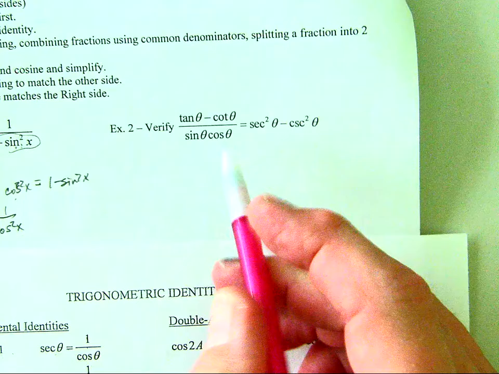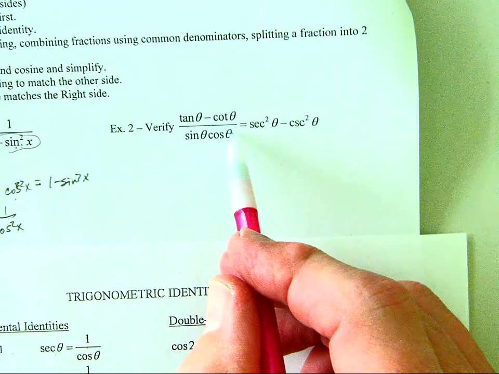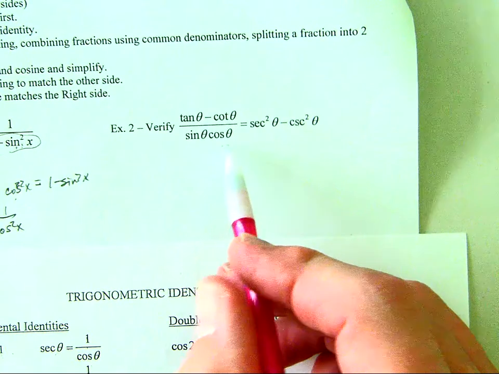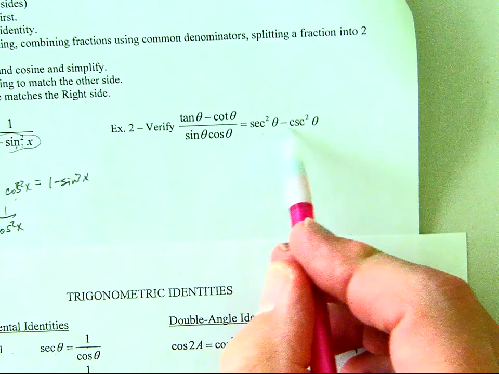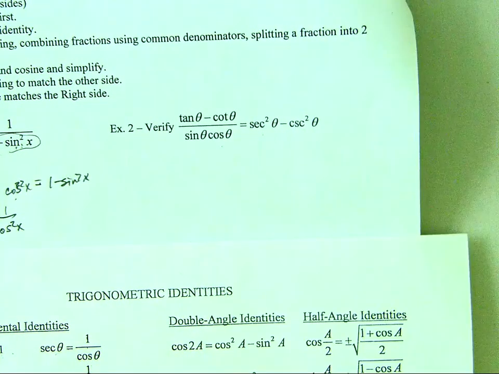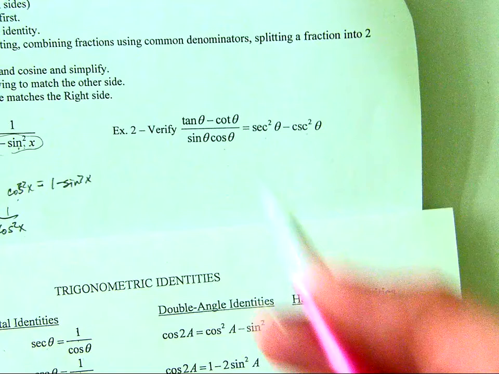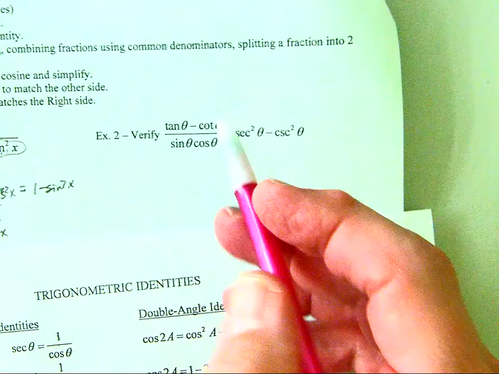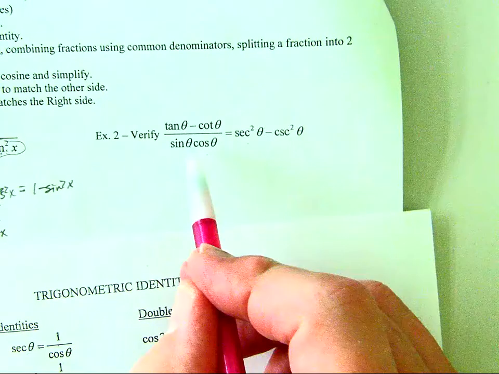Here we want to verify: we have tangent theta minus cotangent theta over sine theta cosine theta. On the other side, we have secant squared theta minus cosecant squared theta. And here, I would probably start on this left side. Now, we did a practice problem like this the other day. Notice the bottom is one thing because our sine and our cosine are multiplied together. The top, we're subtracting two things. So you could look at it and say, somehow this fraction got combined. Let's uncombine it. Let's separate that into two fractions.